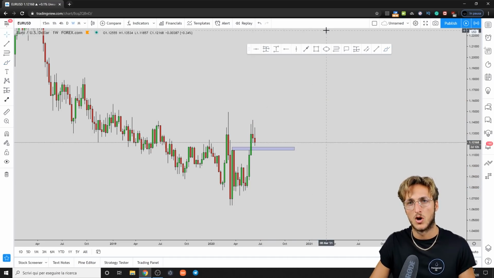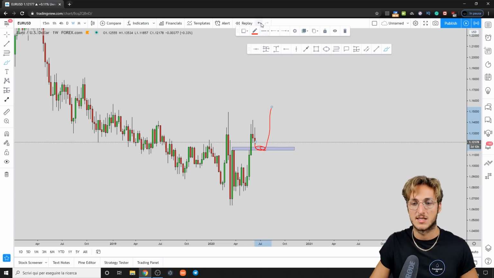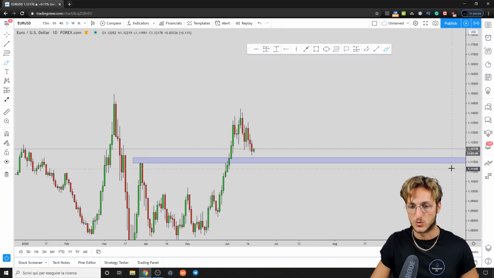So immediately on the weekly we have a strong support area, and we know that if the monthly will close like this, from here we can definitely expect the continuation to the upside. Perfect. Let's go down on the daily and see what kind of situation we have.